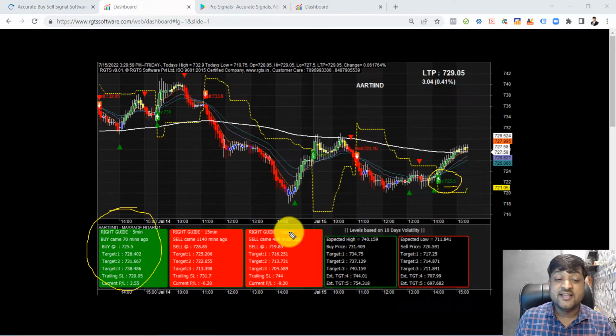Okay, these buy signals are also displayed in this 5-minute message board. Okay, so there are different tools. There is a message board, also the volatility calculators, and the volatility calculations. Okay, so every tool has a different use.